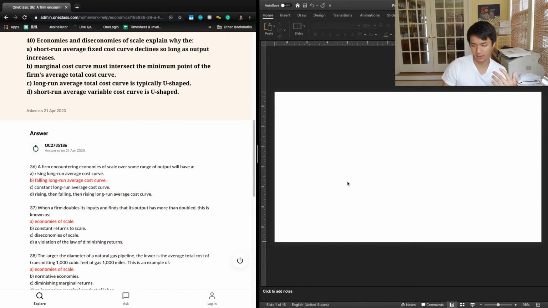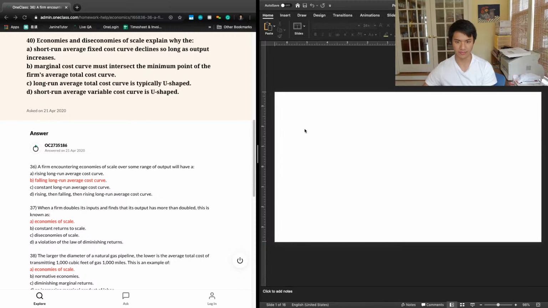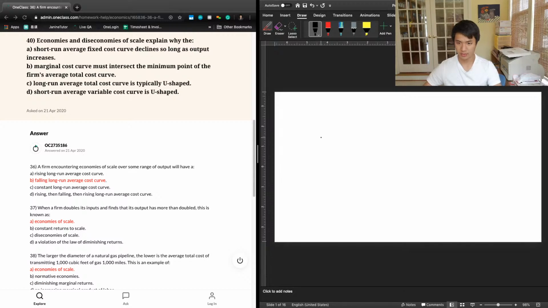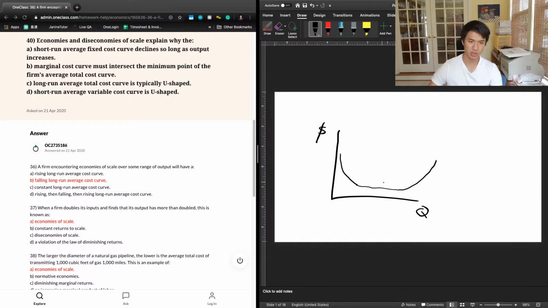And if you put that all together, you're going to get a graph that looks something like this. Oh, sorry, let me draw this out. So we have costs on the y-axis, quantity on the x-axis. So in the beginning of production, you have decreasing costs. So you have economies of scale, and then you have constant returns to scale, and then you have diseconomies of scale. And so this is that U shape that C is talking about, and that's what that long-run average total cost curve looks like.